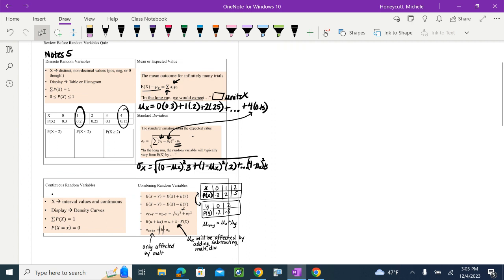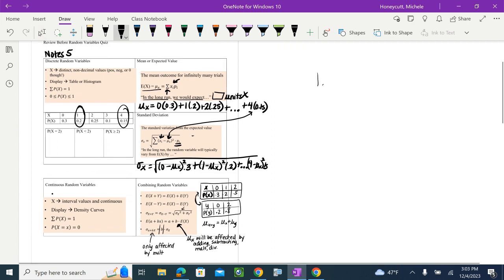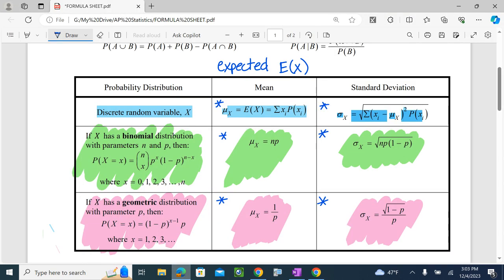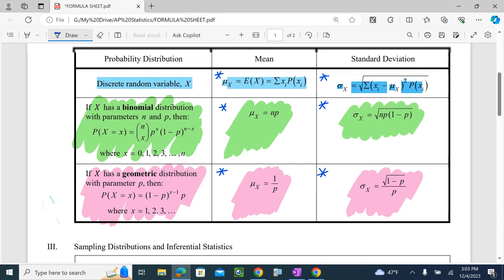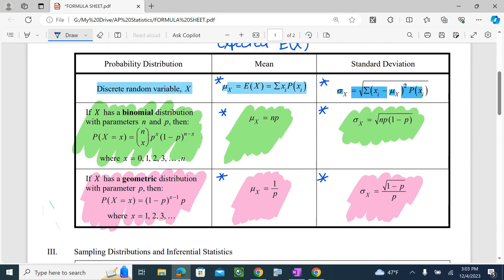So if you are studying, what I would work on first is number 1. You want to make sure you know how to tell a distribution is binomial, geometric, or neither, because your formula sheet is all there, but you need to know if the situation is binomial, is it geometric, or is it just a regular discrete random variable.